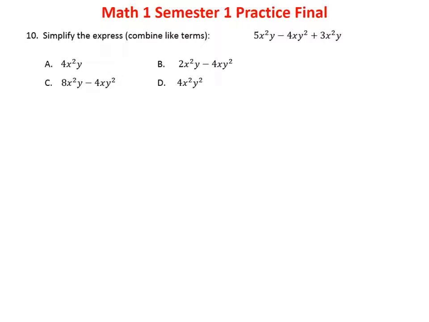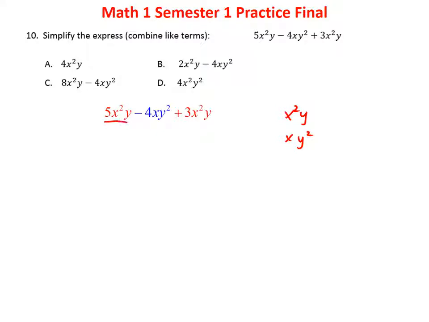Problem number 10 is similar to 9. We're looking for identical or similar terms. Now, just to point out here, x squared y is not the same as x y squared. They both have an x and a y and a square, but this one has the square on the x and this one has the square on the y. So they're not similar terms, so we can't combine them.